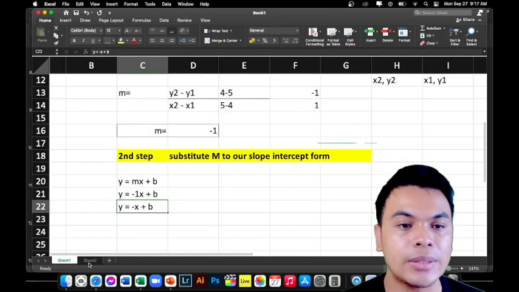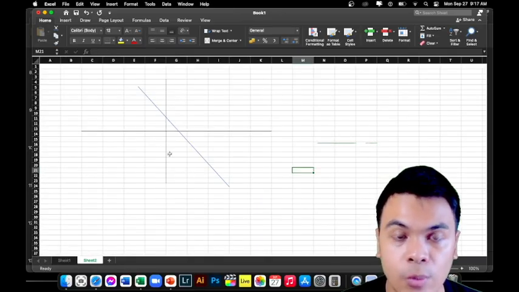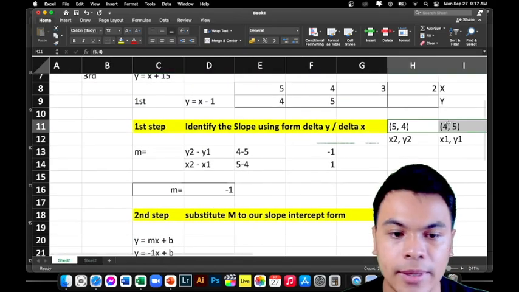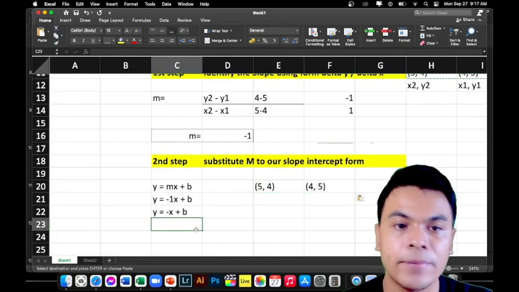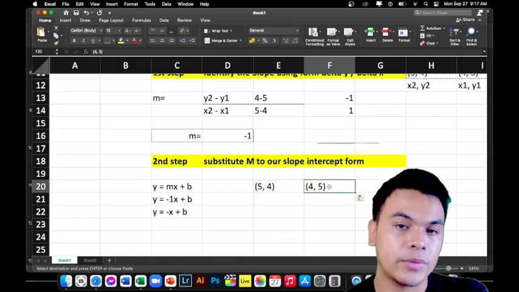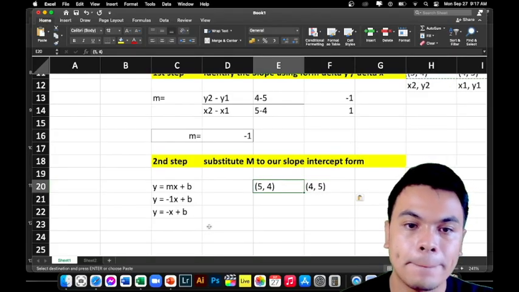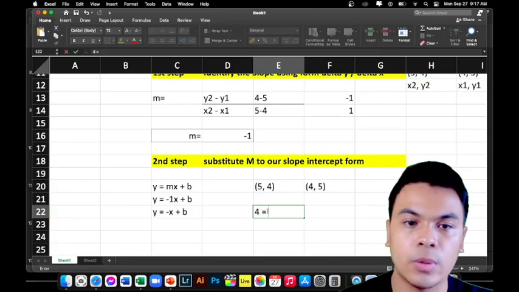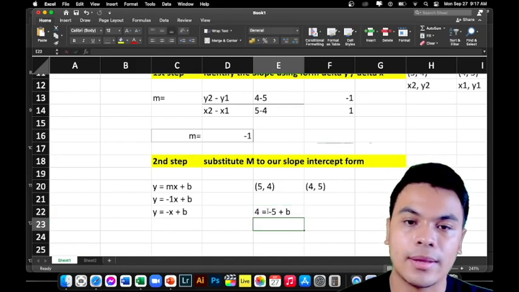Okay? B, remember, this is our y-intercept. So, if you go back to our graph, it is where the line will intercept the y-axis. Okay? So we have our coordinates here. Let's copy them again. Alright. And these are our coordinates earlier. We can now substitute using either the first set of coordinates or the second set. You can use 5, 4 or 4, 5. Let's use this first one. So, y is equal to 4 is equal to -5 kasi that is the x, plus b. Okay?